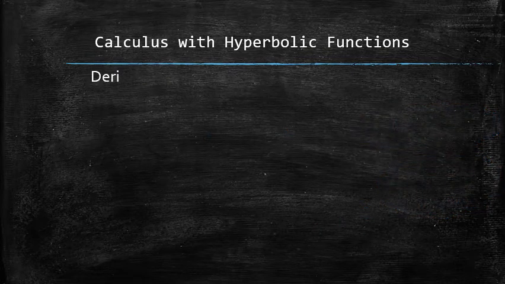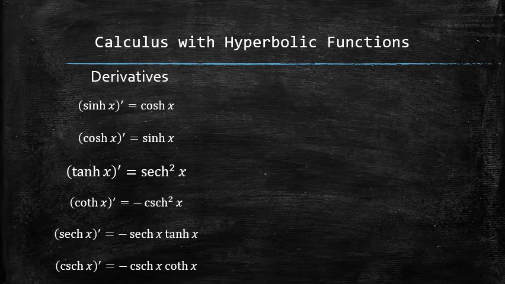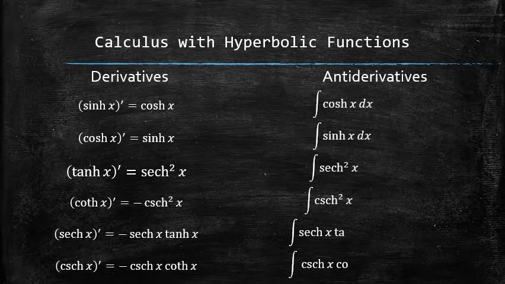As a result, we obtain the following formulas for the derivatives of the hyperbolic functions, and the following formulas for the antiderivatives of their derivatives.